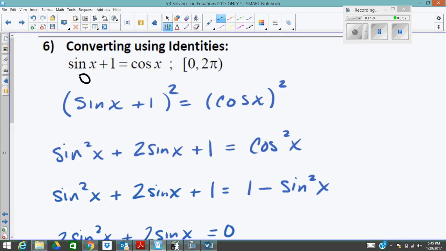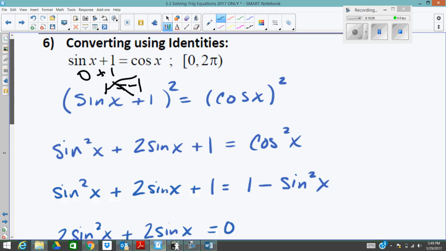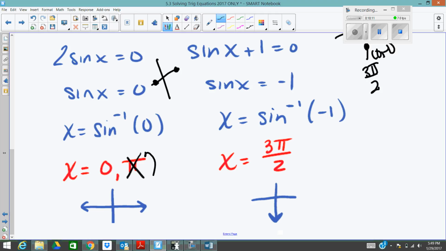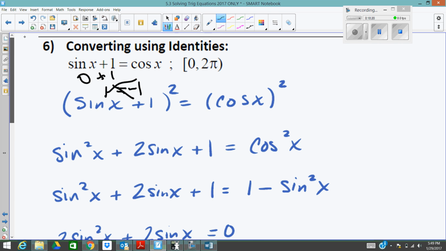Sine of pi is 0, plus 1 gives us 1, but cosine of pi is negative 1, and that's an extraneous solution, so that does not count. That happened because the squaring popped up, so that's no longer a solution. And then check 3 pi over 2.